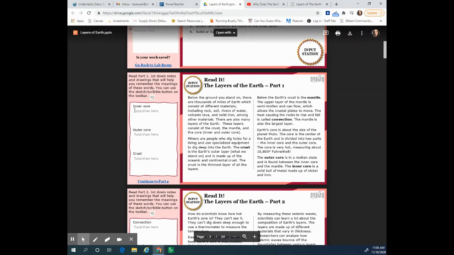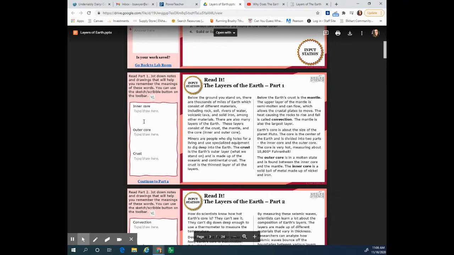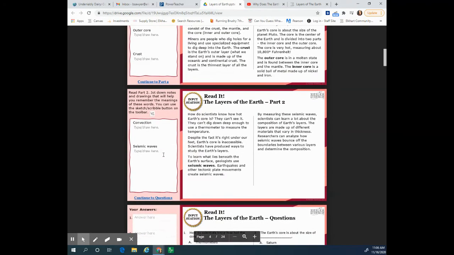So right here you can choose to draw it, or you can tell me what it is. What is the inner core? What is the outer core? And what is the crust?